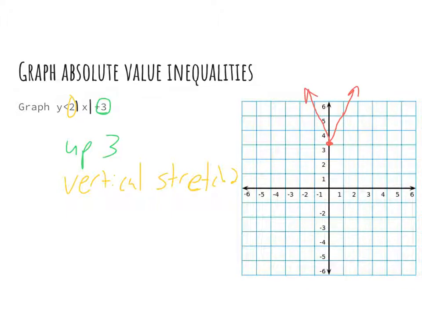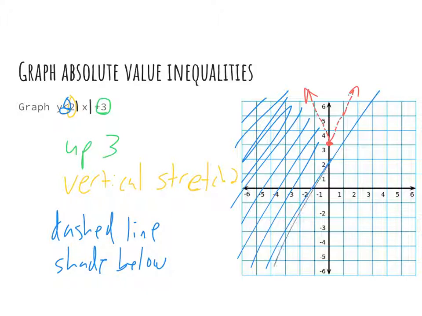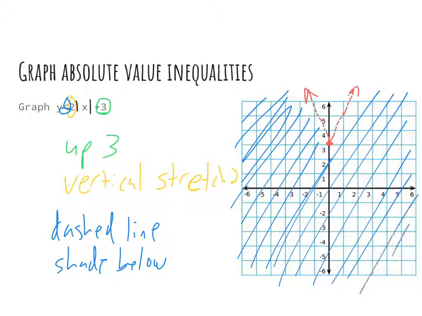And then from there, I go to the inequality. I don't have the or equal to, so it'll be a dashed line. So I go in and I make this a dashed line a little bit. There we go. And then the inequality is less than, so I'm going to shade below. So that's all this stuff here. Okay, so that would be the graph of y is less than 2 times the absolute value of x plus 3.